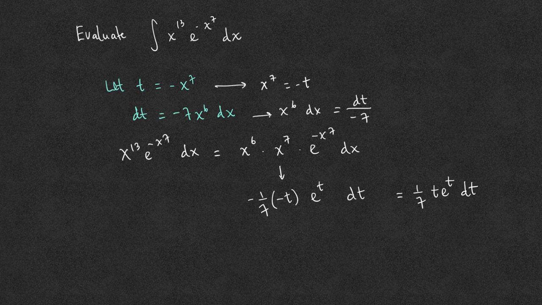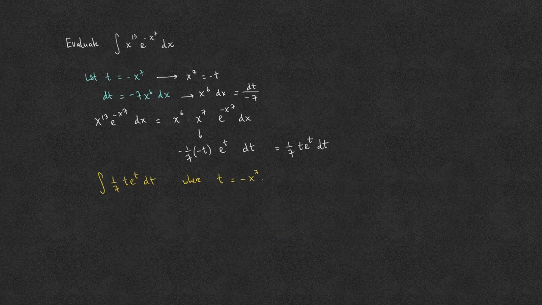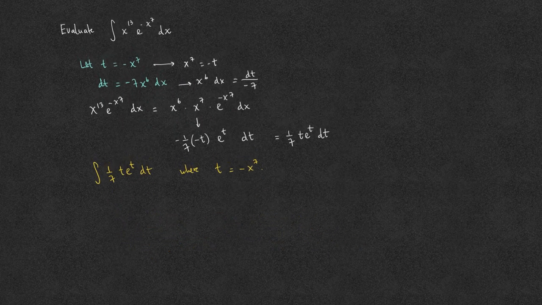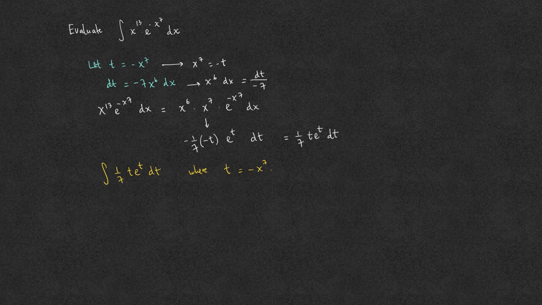And this is much simpler, so we can use integration by parts. The given integral is now the integral of 1 over 7 t e to the t power dt, where t is negative x to the 7 as the substitution. We will now focus on finding the antiderivative of this new integral. After we obtain the answer, we can perform a back substitution in terms of x.